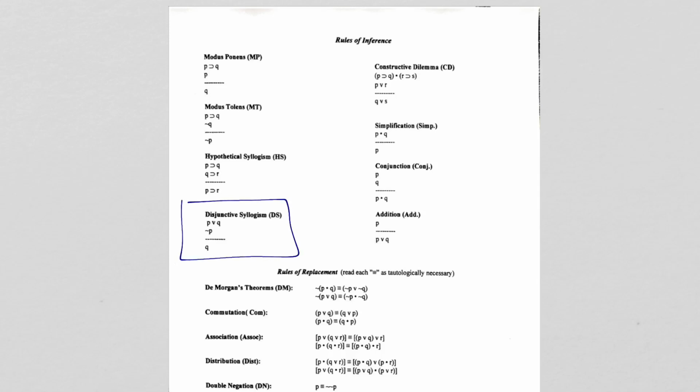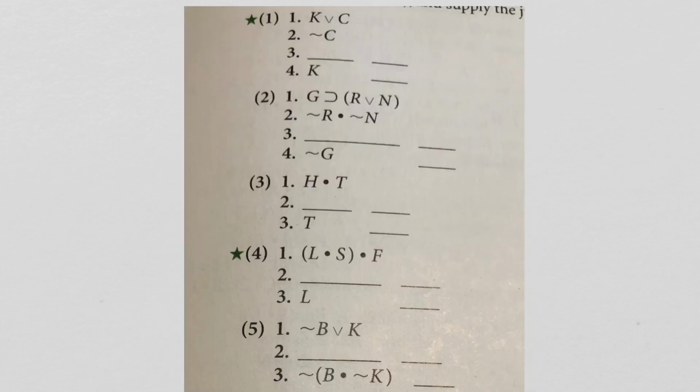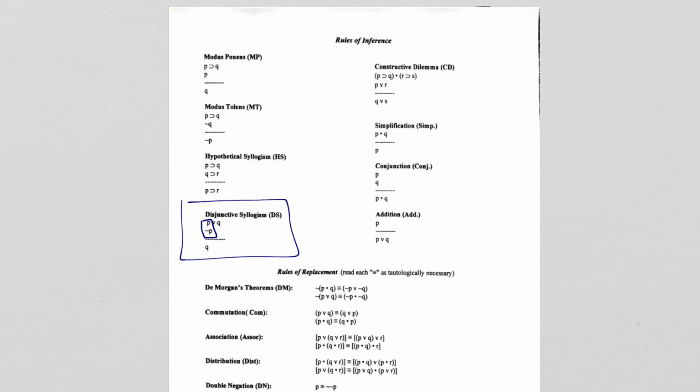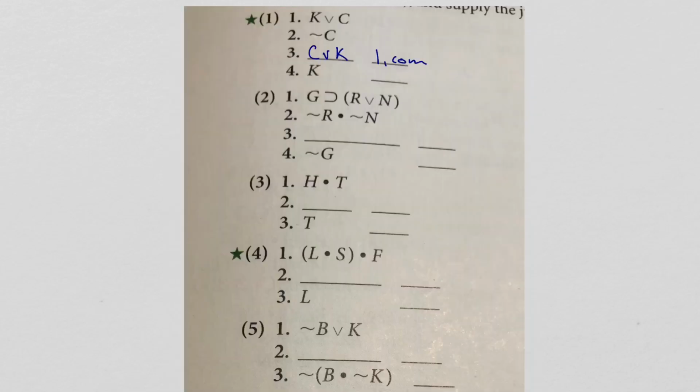Here it is. Okay, so you have your P or Q, and then you have your not P. So if you'll see, these line up right here. And if you'll see over here, our C and our not C are not lined up. So if we go C or K, so that would just be 1, and we're just going to do com. Now we have it in the right order. And now we can simply go C or K, not C, then we'll get K. We'll use line 2 and 3, and we'll use DS.